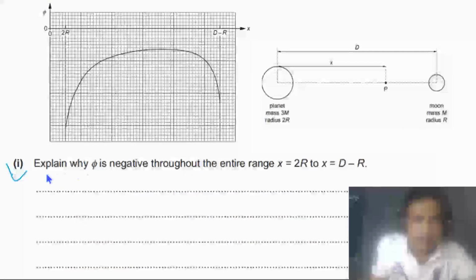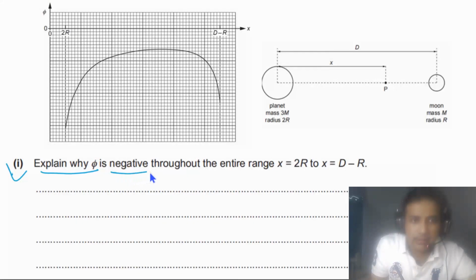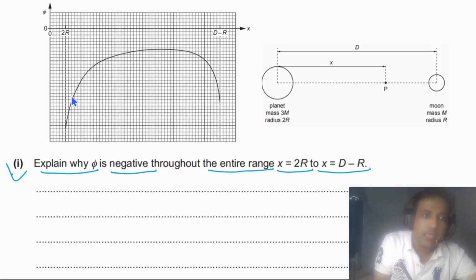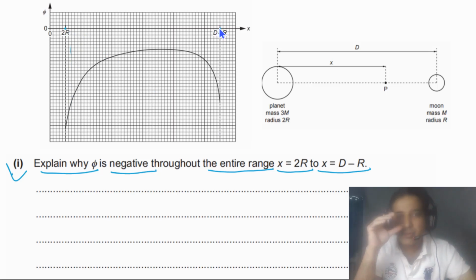Part B1 says explain why phi is negative throughout the entire range from x equal to 2R to x equal to D minus capital R. It means from this point to this point, why is potential always negative? This is a very common question. They will ask you this question in many different ways, so you need to clear your concept of how to answer this type of problem.